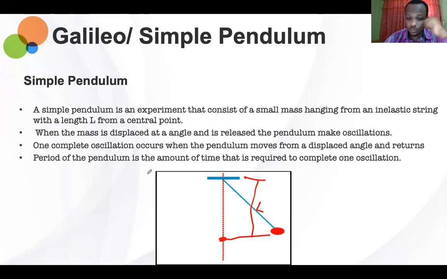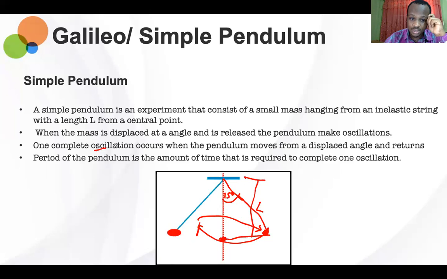Okay, so what happens is that if we displace the string, say at 15 degrees on this side, you will find that the pendulum will go to 15 degrees on the other side. So if we hold our bob here and we release it at 15 degrees, it will go over to this side. You see it swinging back and forth. Then it will return back to its original position like a cycle. So we call that one complete oscillation.